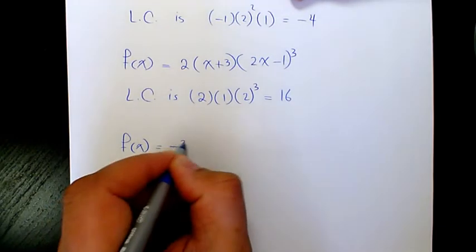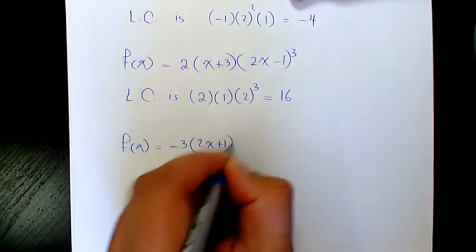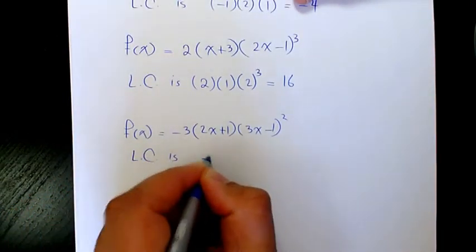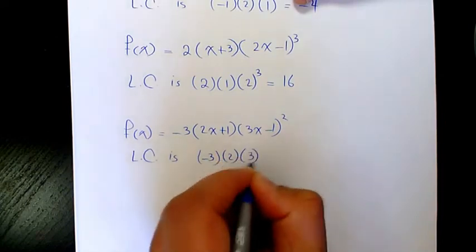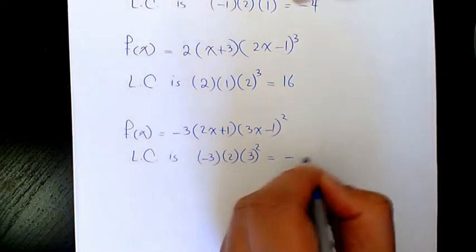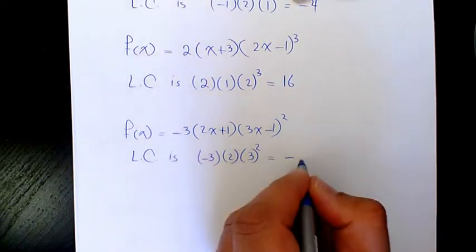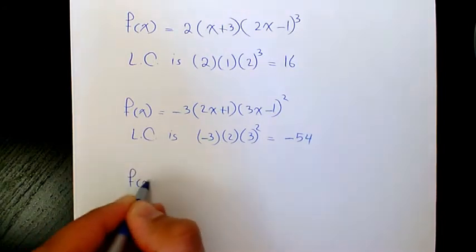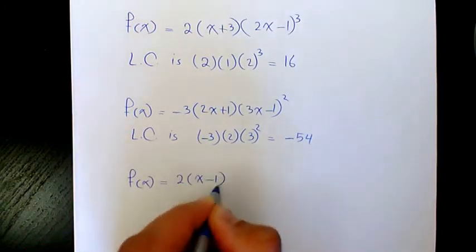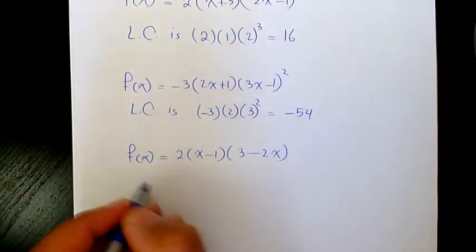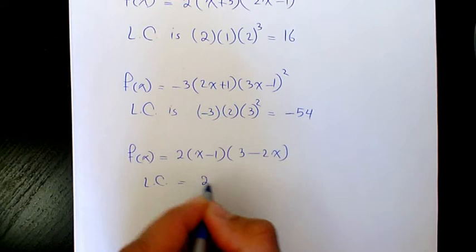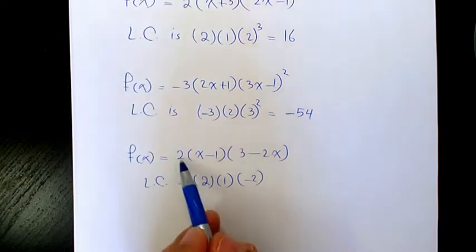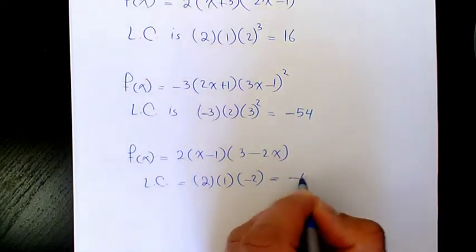Next example, -3(2x + 1)(3x - 1)^2. The leading coefficient is negative 3 times 2 times 3 to the power of 2. So that's going to be negative 3 times 2 times 9, which is going to be negative 54. That's the leading coefficient. Next one, f(x) = 2(x - 1)(3 - 2x). The leading coefficient here is 2 times 1 times negative 2. We need to check the coefficient of the variable. So 2 times x times negative 2, so it's going to be negative 4.